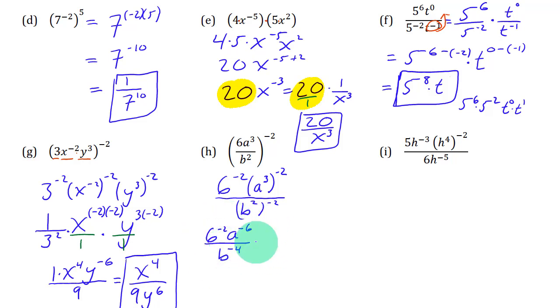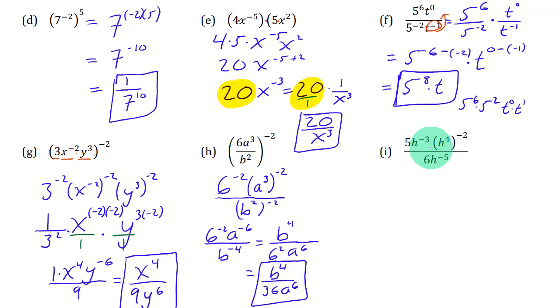You could do this a long way too, but the shortcut rule is basically just if you have something in a fraction with a negative exponent, just move it to the other side. So that b to the negative 4 is going to become b to the 4th in the top. 6 to the negative 2 is going to become 6 to the positive 2 in the bottom. A to the negative 6 in the top will move to the bottom and become a to the positive 6. So this, you could also write it as just b to the 4th over 36a to the 6th.